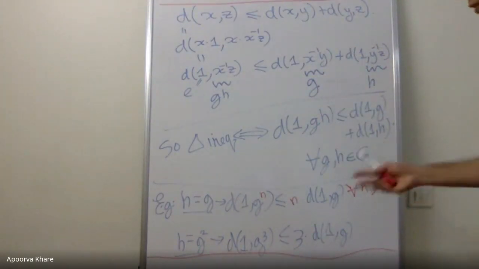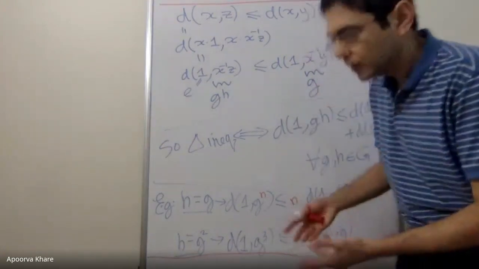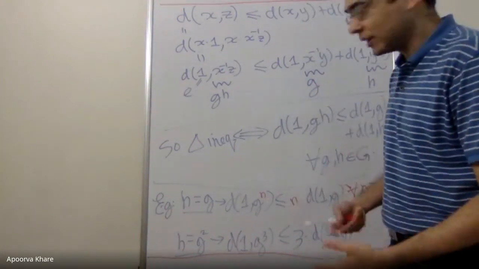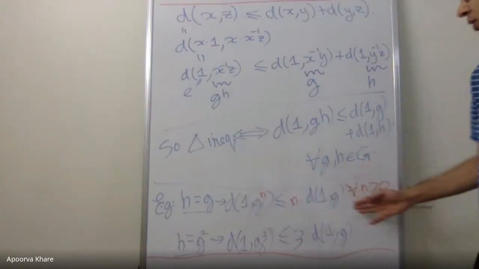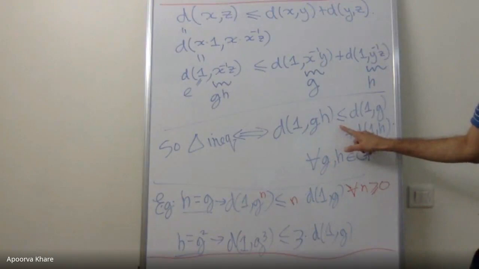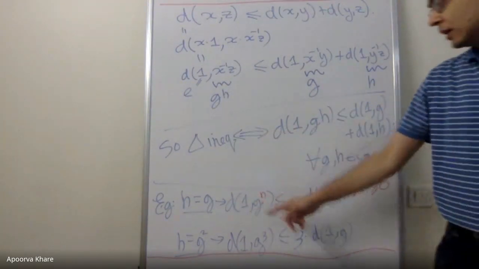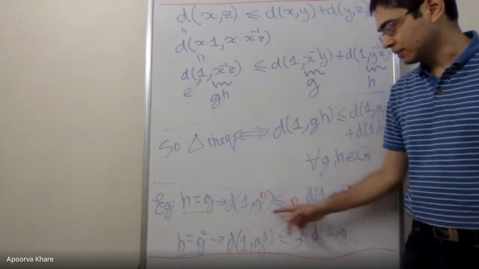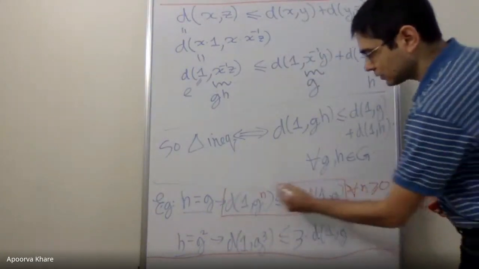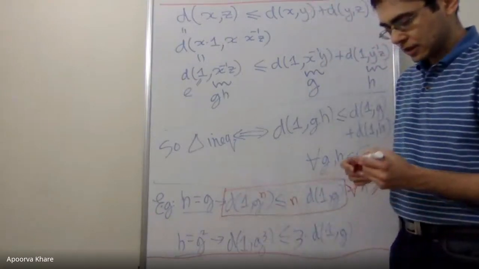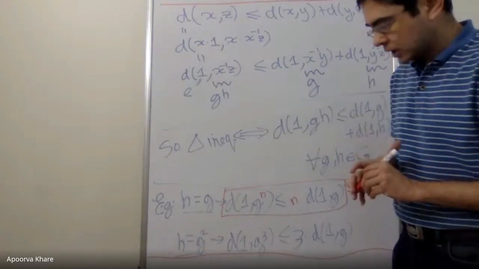Okay, so what I've just told you is you have a metric on the group that is left invariant, and whenever it is left invariant, you get that this condition holds always by the triangle inequality. Now this should remind you of something. This equation here, the distance from 1 to g to the n is less than or equal to this thing, should remind you of something. And that something is just the norm of a vector.